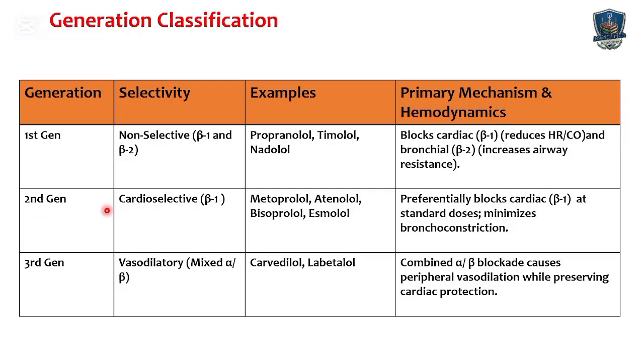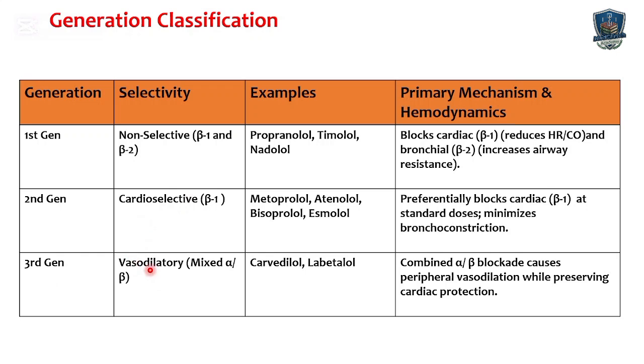The other thing that you have to know, you've got second gen. These are cardioselective. These are good because they only act on beta 1 that are found on the heart. Examples of these drugs are metoprolol, atenolol, bisoprolol, and esmolol. So they preferentially block cardiac beta 1 at standard doses, and they don't act on beta 2, and by doing that they minimize bronchoconstriction. So the cardioselective ones, they don't act on beta 2, and that's an advantage because they don't cause bronchoconstriction like the first gen.